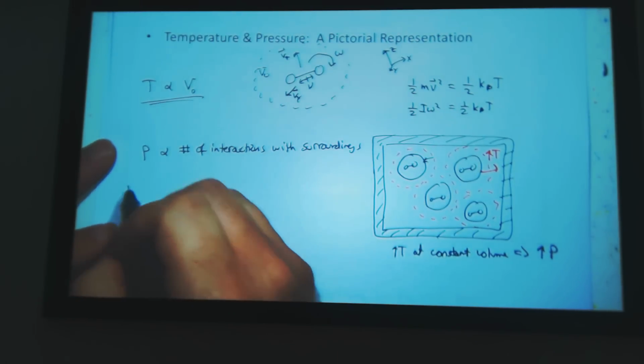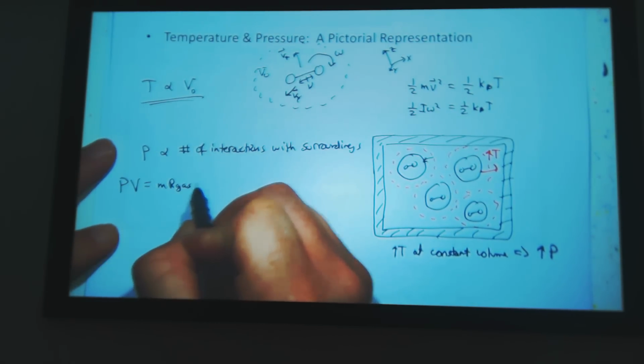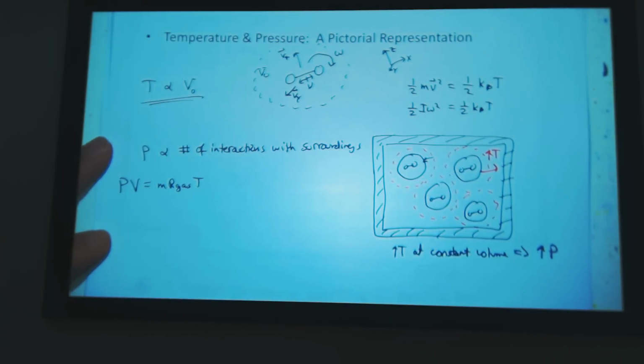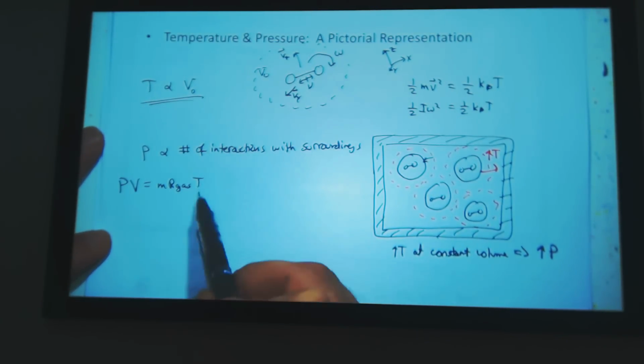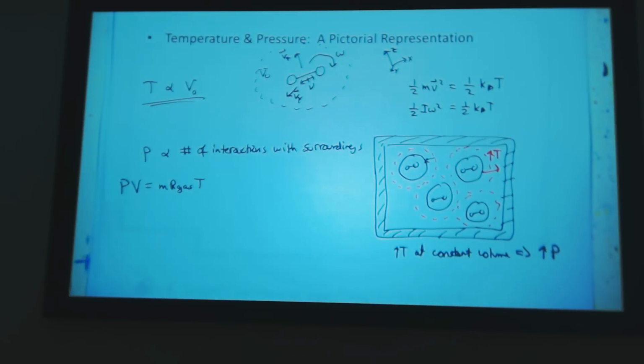So let's just write the ideal gas law. PV equals nR_gas T. So I increase the temperature at constant volume. What happens to the pressure? It increases. So this is just my pictorial way of doing this.